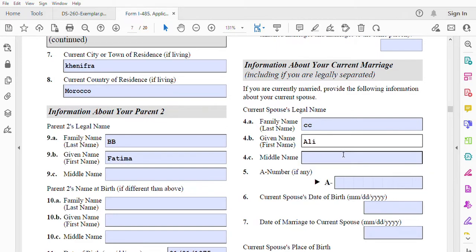Middle name, you can leave it blank or put N/A. For the A-number, since this guy is going to be a U.S. citizen by choice, you will have this information in his certificate of naturalization. So it's going to be 6666666. Current spouse date of birth is 01/01/1985. Date of marriage is 01/01/2023.